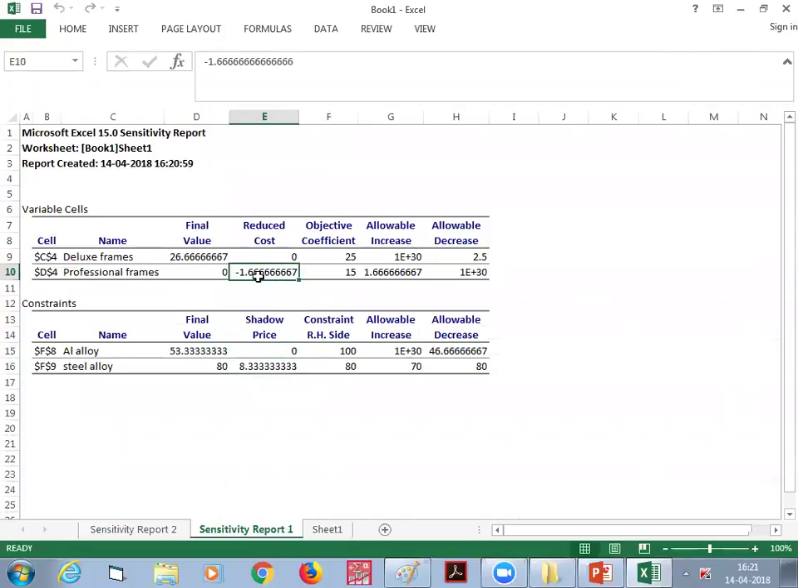And now professional has what is called a reduced cost. Why does it have a reduced cost? Because it's not profitable. What the reduced cost tells us is, if we produce professional now, when deluxe is so much more profitable, we'll actually lose out on profit. That's what opportunity cost means. So the opportunity cost of producing professional frames is minus 1.66. That means if I was to produce one professional frame, the resources I will take away from deluxe will cause my profit to be reduced by 1.66.